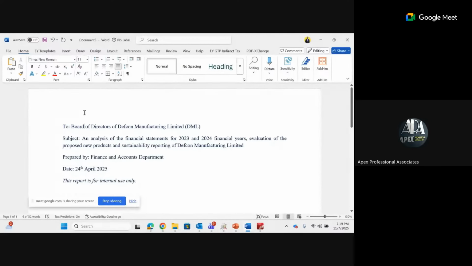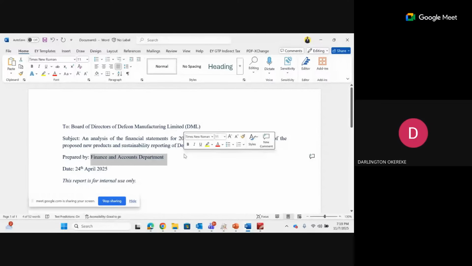Because if you accept here that it is going to the finance director, what will be here? It will be me, the Matthew guy. Understand? So it's just the perspective. So let's continue.